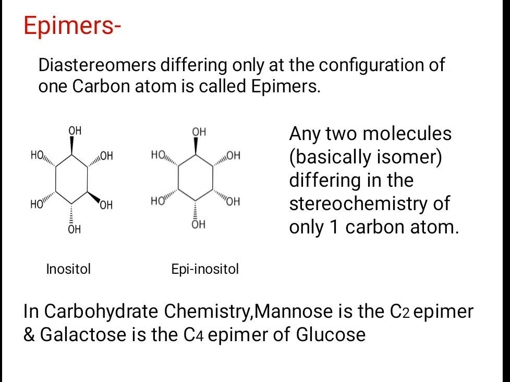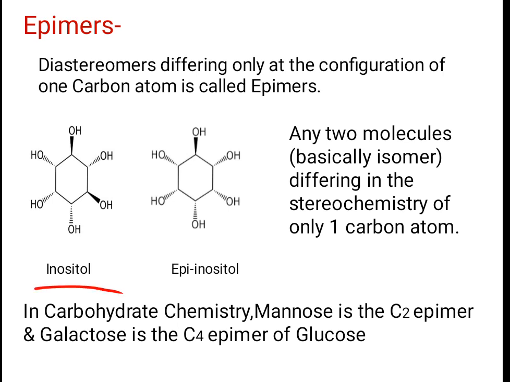Epimer and anomer. Diastereomers differing only in the configuration of one carbon atom are called epimers. That means if you have two diastereomers which differ only at the configuration of one carbon, that is an epimer. Any two molecules differing in the stereochemistry of only one carbon atom.